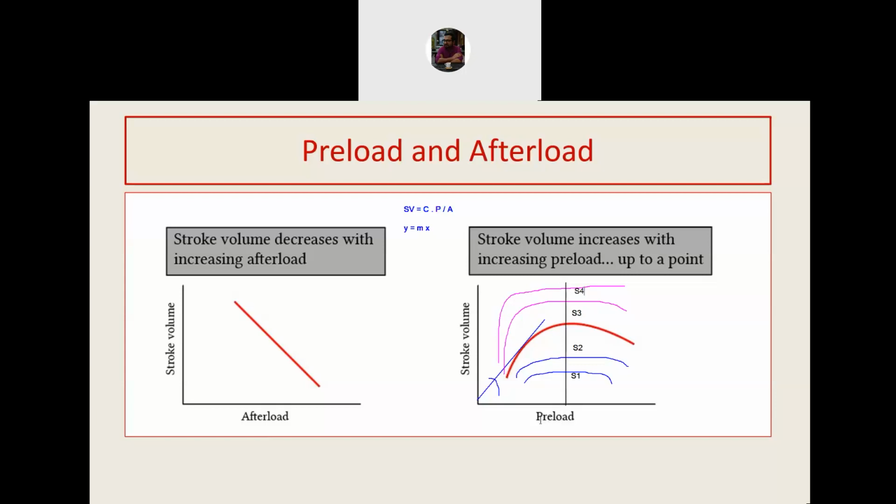Using the same logic in the afterload curve, you can see that as contractility increases, the graph starts getting shifted towards the right. As contractility decreases, the graph starts getting shifted towards the left. Now, if you ask me, how do you prove this? Even visually, this can be proven. Again, to prove this point, you drop a perpendicular at any point.